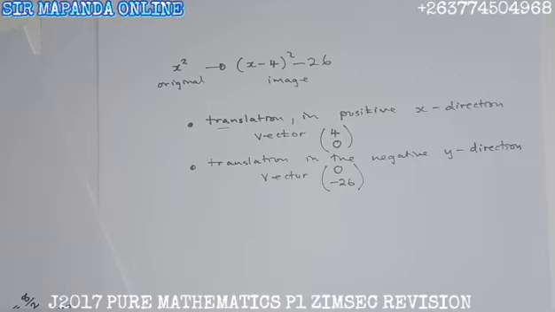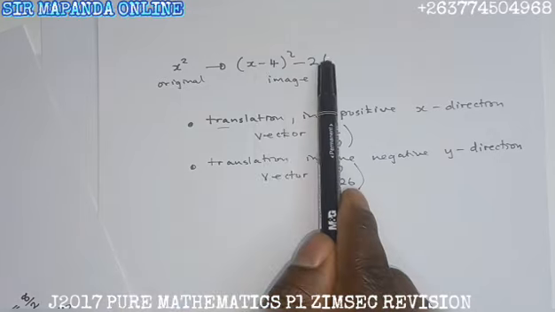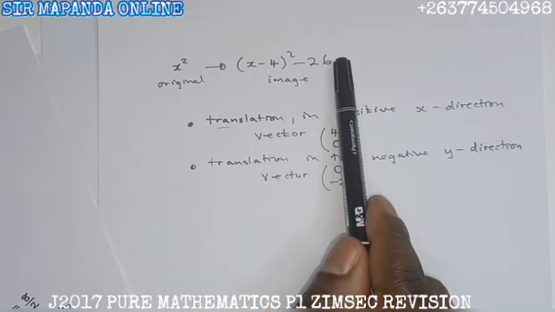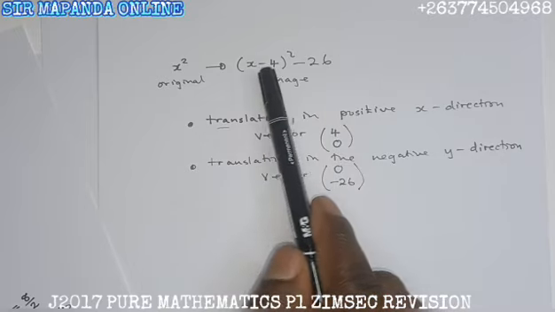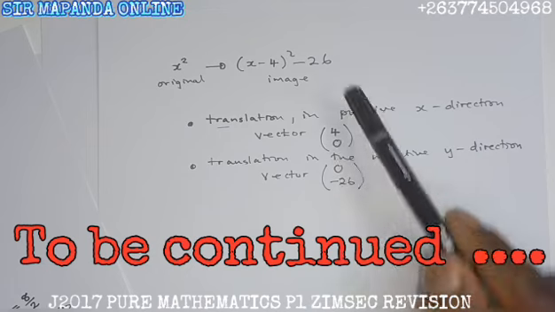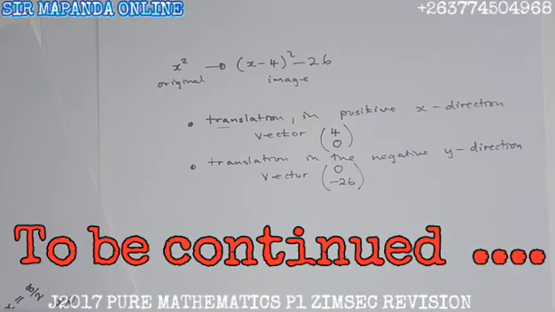I hope you are following. So translation for x is whereby you have a number inside the bracket. Then translation for y, we have a negative number or a positive number outside the bracket. I hope you are following. So inside the bracket, there is a sign change. You get 4, 0. Outside the bracket, there is no sign change. Minus 26 remains the same. I hope you are following.